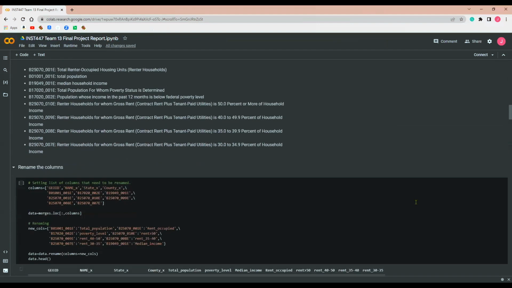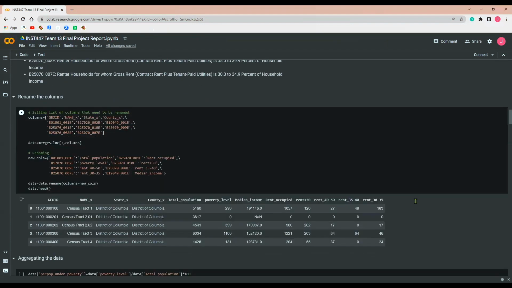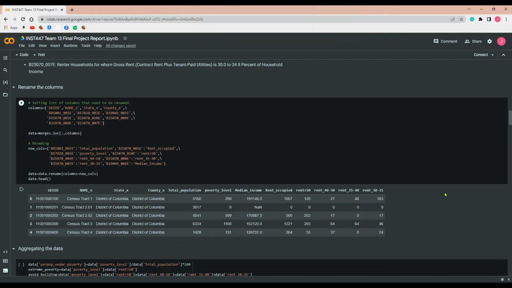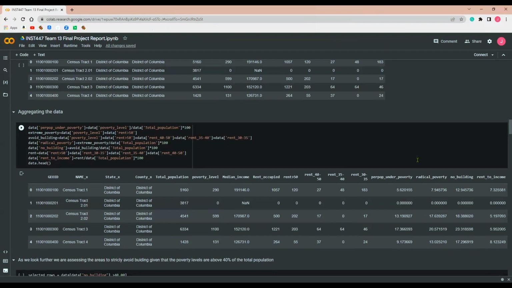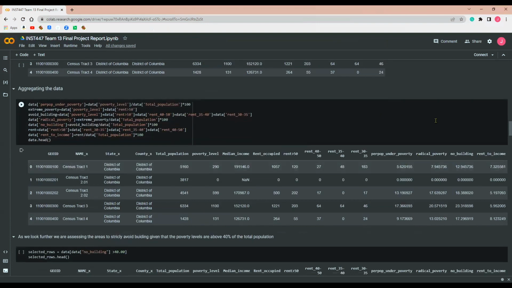From the government website, we had different codes that corresponded to different types of data that we needed. For example, B01001 signified the total population for the DC area, and so on. Given that, we then found calculations to get the poverty status in comparison to total population.